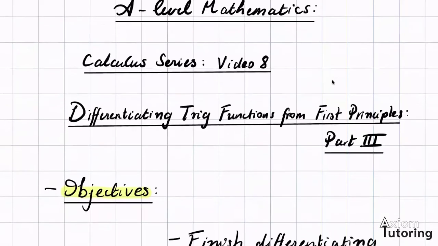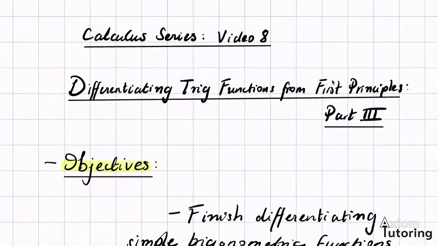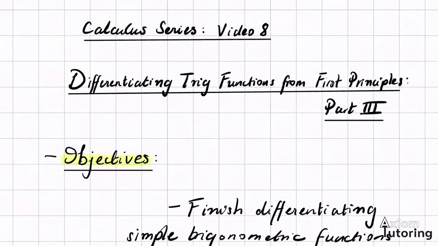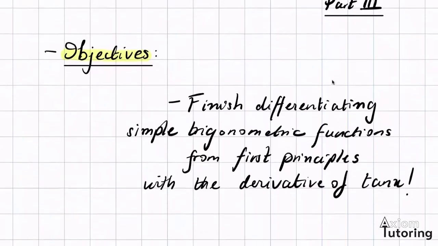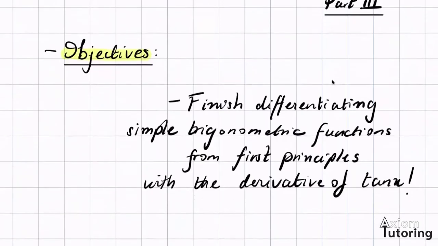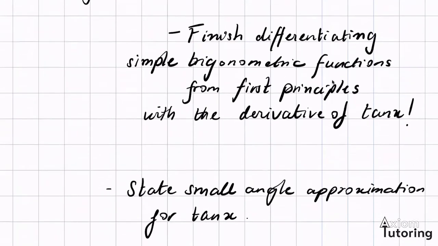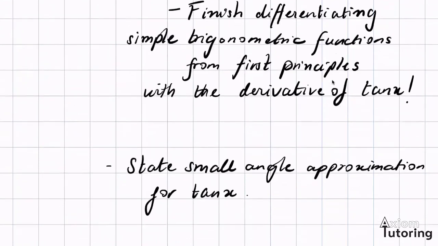In this video we are finishing off differentiating trig functions from first principles, and we will be looking at the derivative of tan x from first principles in this video. I'm also going to state the small angle approximation for tan x, which we get from our small angle approximations for cos and sine, which we looked at in the previous video.